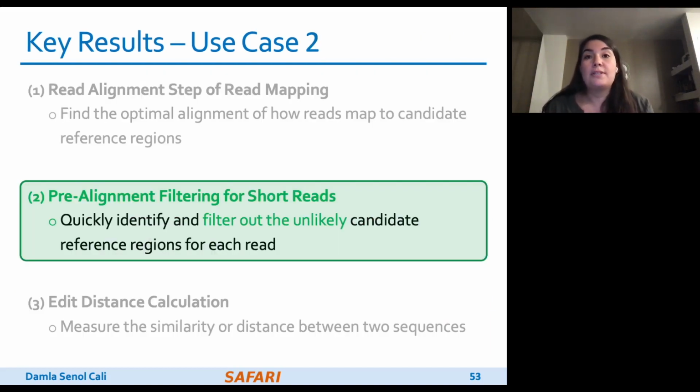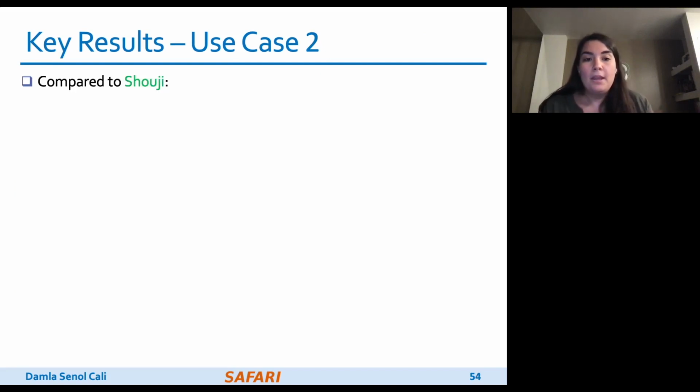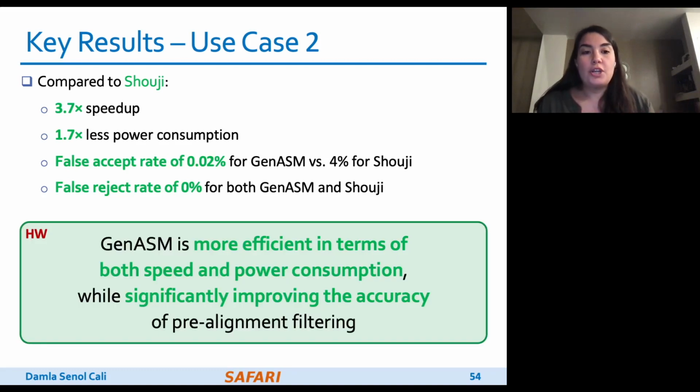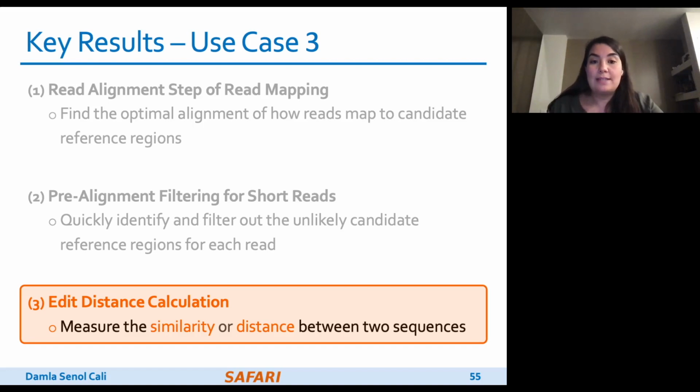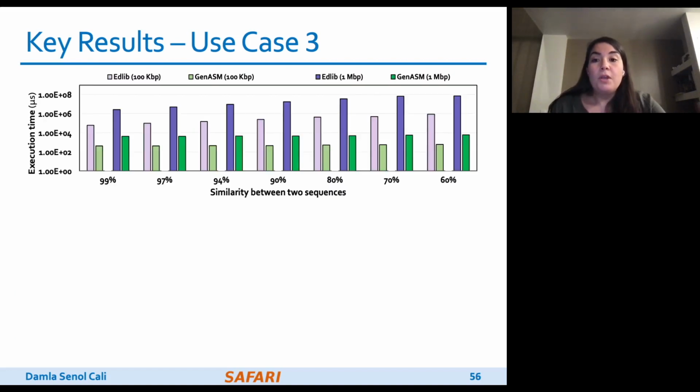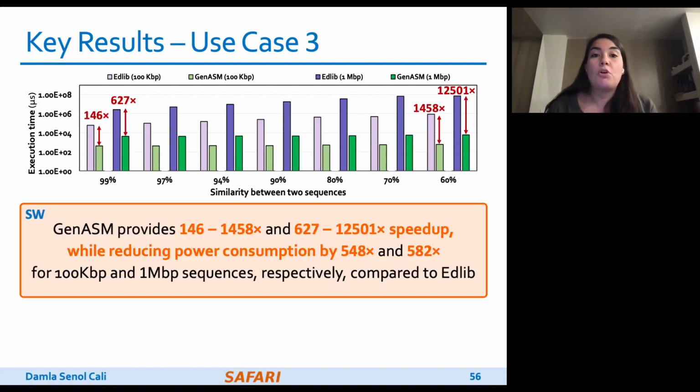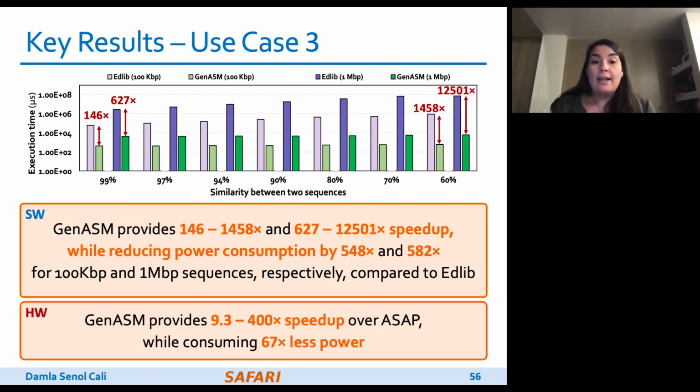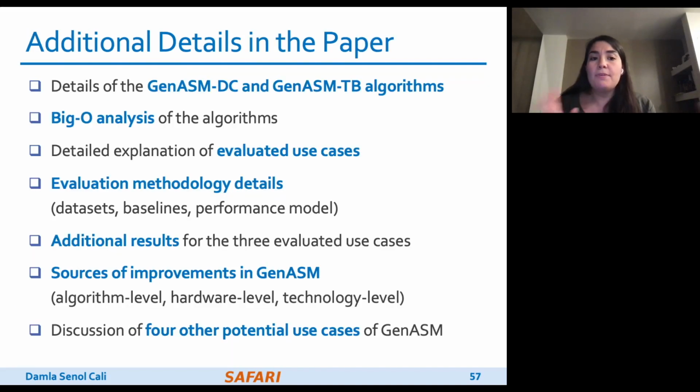Let's briefly look at our results for our second use case, which is pre-alignment filtering. Here is the takeaway. Compared to a state-of-the-art FPGA-based filter, GenASM is more efficient in terms of both speed and power consumption, while significantly improving the accuracy of pre-alignment filtering. And when we look at our third use case, edit distance calculation, our key takeaways are, compared to the software baseline, Edlib, GenASM provides 2 to 4 orders of magnitude speedup while reducing power consumption by 2 orders of magnitude. And compared to the hardware baseline, ASAP, GenASM provides 9.3 to 400 times speedup while consuming 7 times less power. And before I summarize GenASM, here is a list of additional details that you can find in our paper.